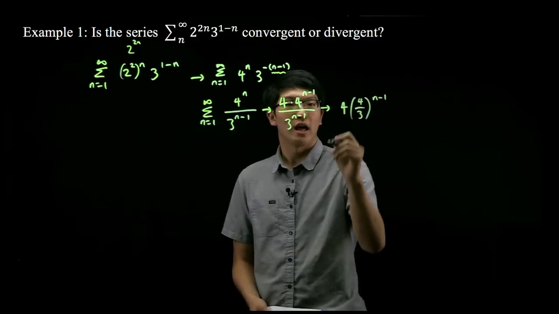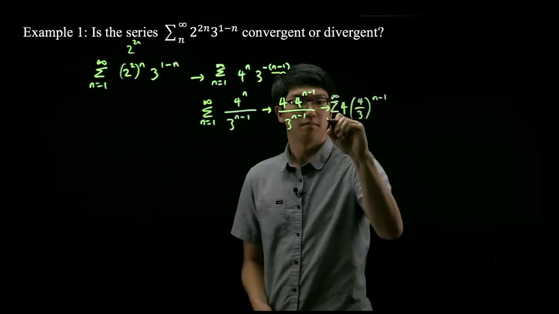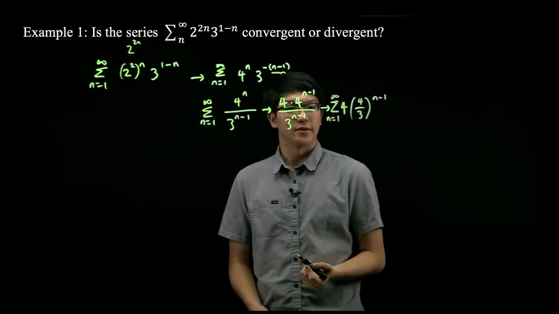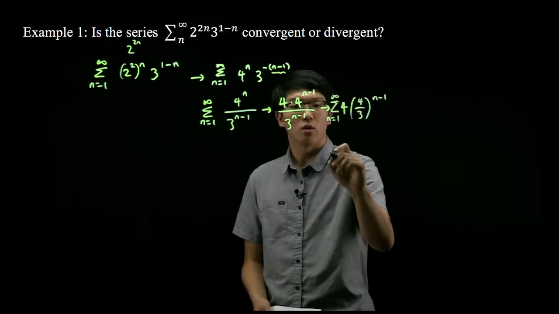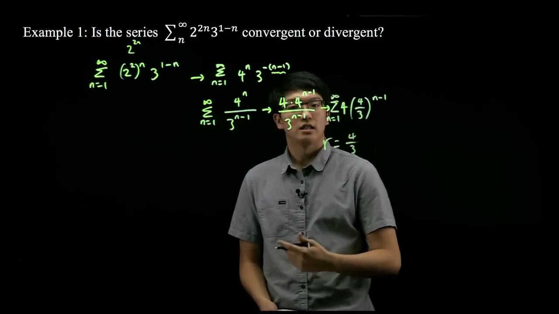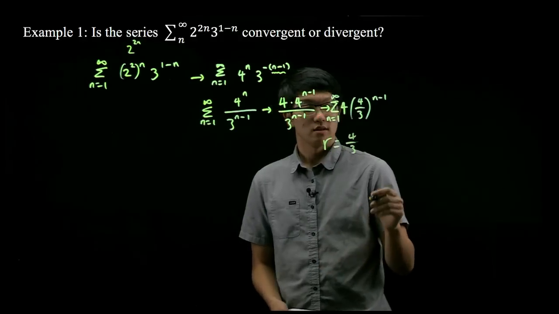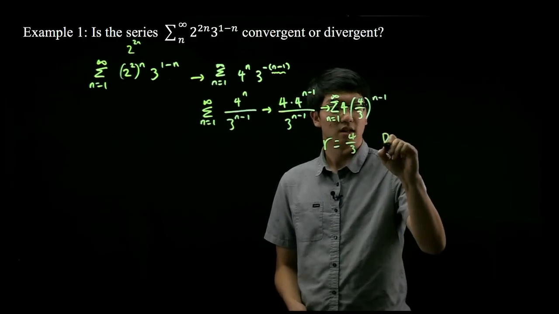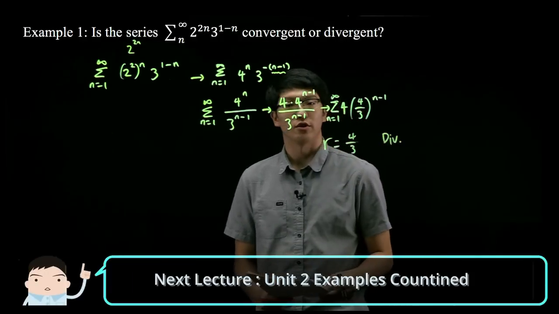So now we have a geometric series with a common ratio. So r is 4 over 3. And it is way bigger than 1. So we are going to say that it's divergent by geometric series test.